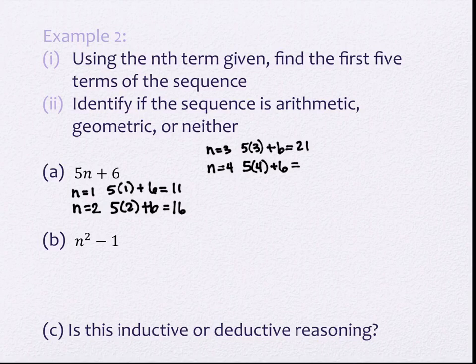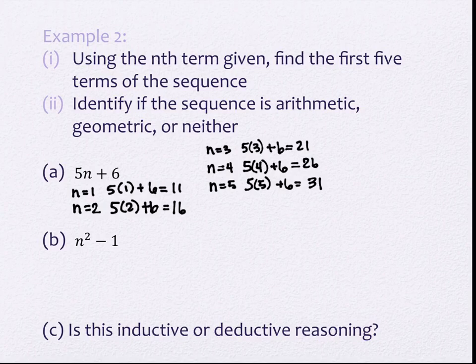We'll fix it. All right, n equal to 4. 5 times 4 plus 6 would be 26. And the last one we're asked to find, n equal to 5. Okay, so that's part I of this problem.